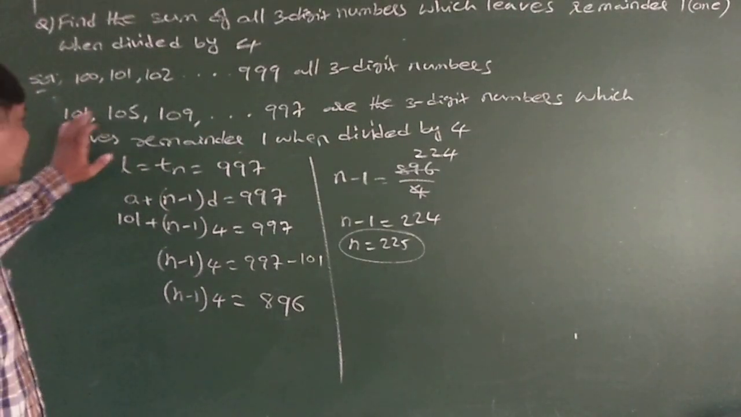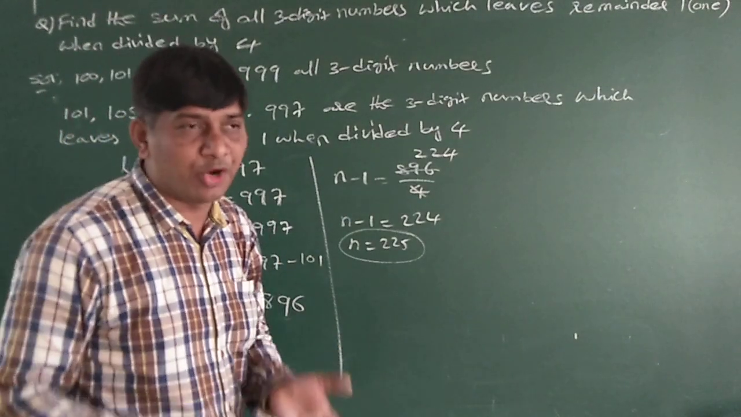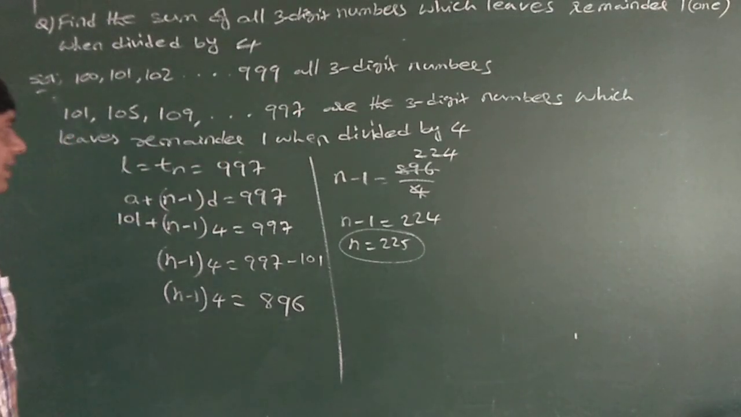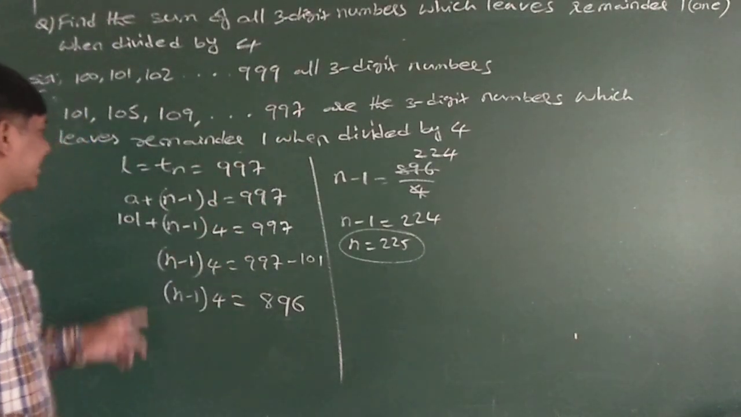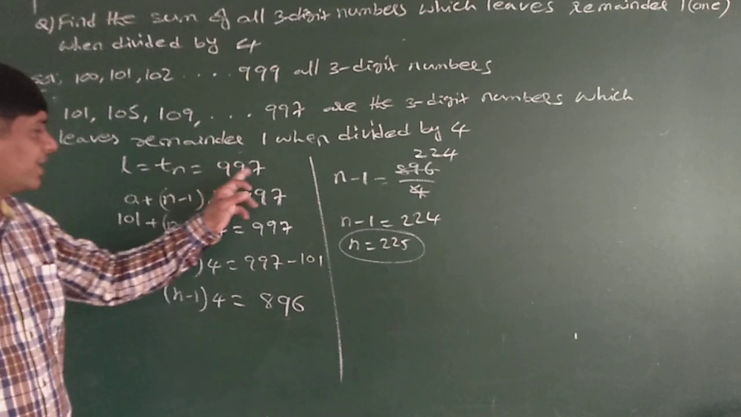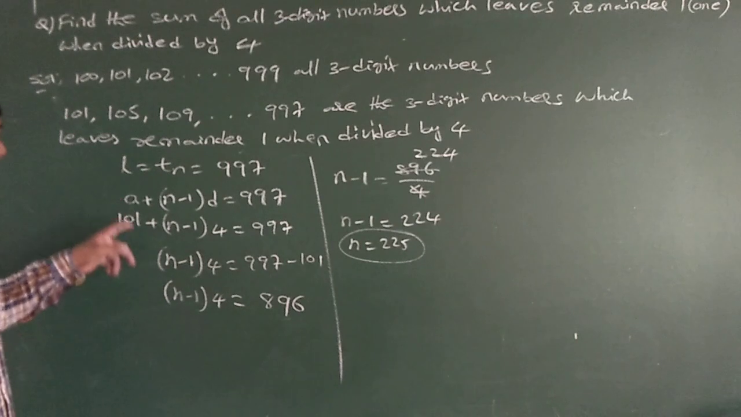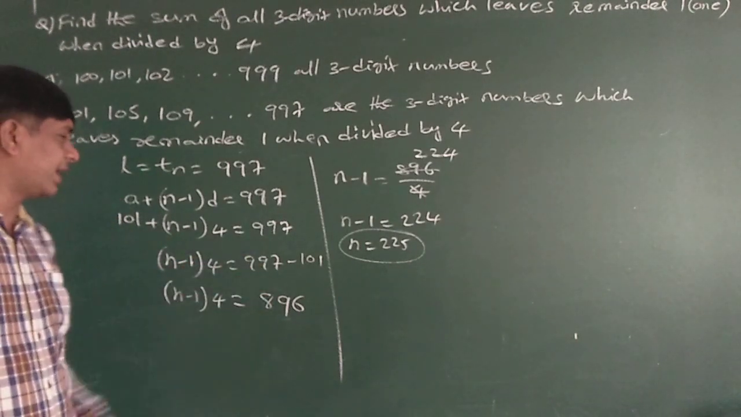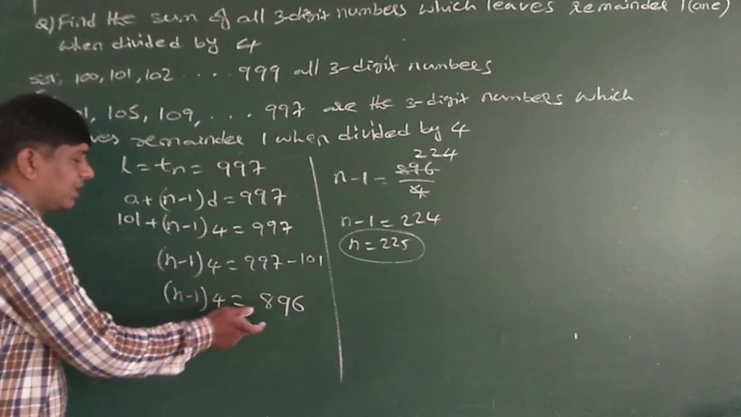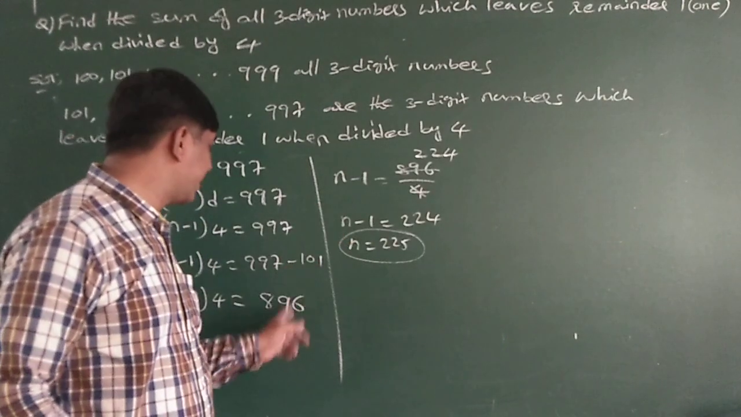So now I know the sequence and I have to add them. But how many numbers are to be added, I don't know. That means I am finding the place of 997, which is the last term or nth term. L is equal to Tn is equal to 997. A plus n minus 1 into d is equal to 997. 101 plus n minus 1 into 4 is equal to 997. N minus 1 into 4 is equal to 997 minus 101, which is 896. Now n minus 1 is equal to 896 by 4.